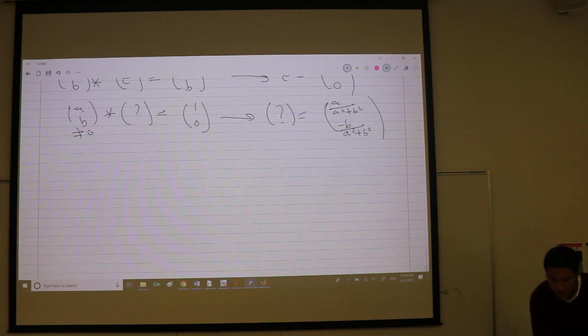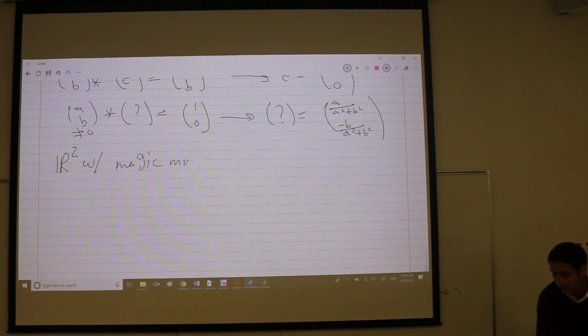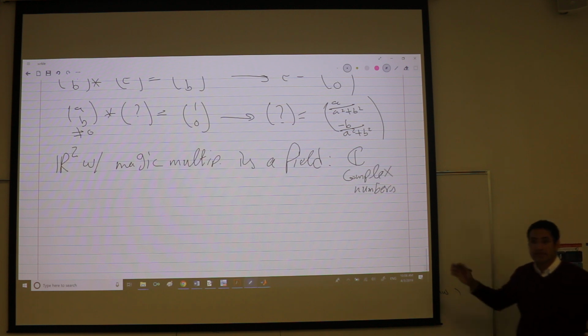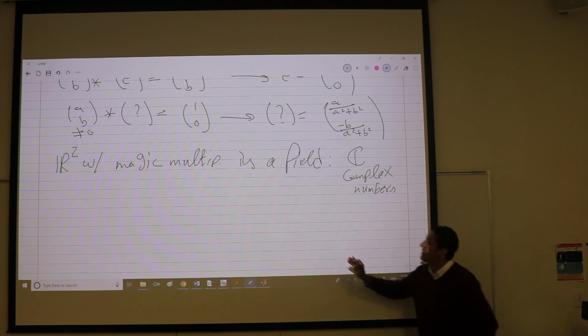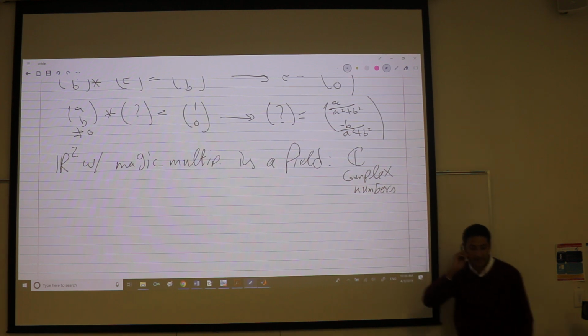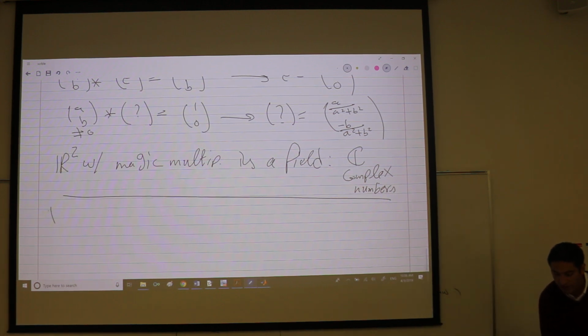So actually R2 with this magic multiplication is a field. It's like the real numbers again. And this field we call the complex numbers. It is this magic multiplication rule that actually led to all the very weird and super interesting results in complex analysis. For example, differentiation.